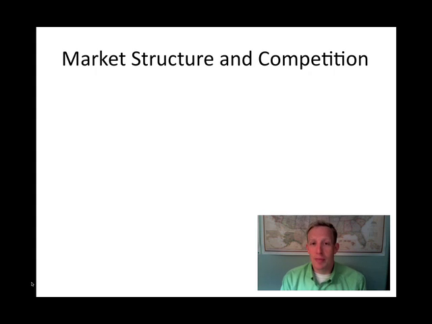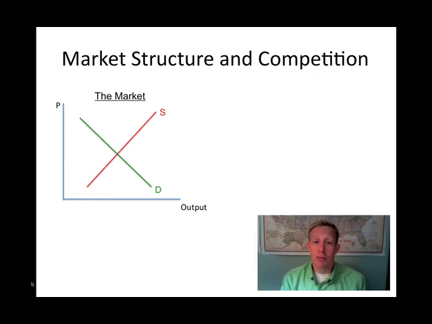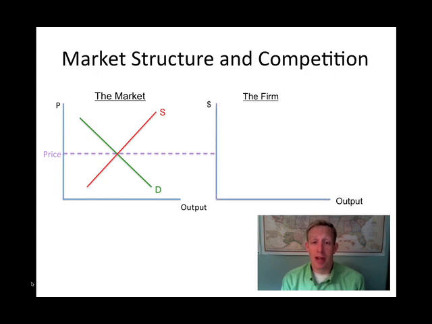When we deal with the model of competition, what we're looking at are two distinct graphs. One is your traditional market graph, where there's demand and supply and a price is set. That price becomes the price that the firm has to take. As a result, the firm has a flat demand curve that they face. They can sell as much as they want or as little as they want at the market-determined price. So the only thing the firm really has to decide upon is how much to produce.